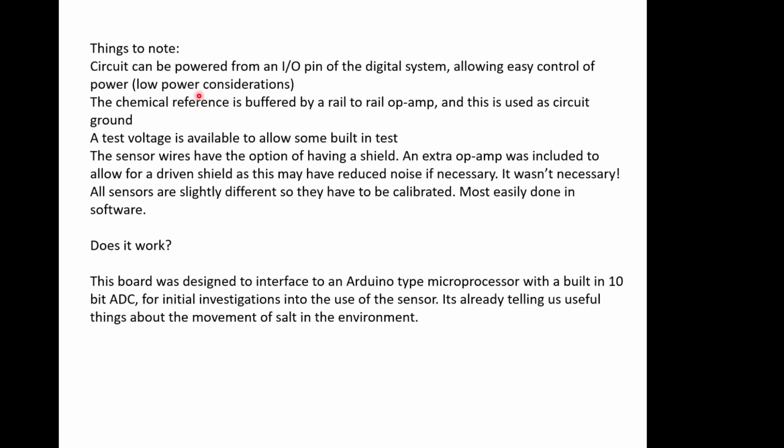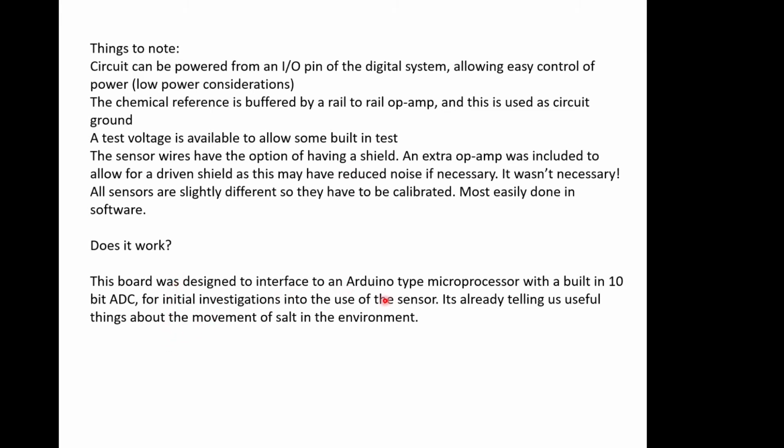And the nice thing about this is it's low enough power to be powered from an I/O pin of a digital system, so we can turn it on and off just by changing the level of an output pin on a microcontroller, which allows it to be very low power when it goes to sleep. Some other stuff there, built-in test. We don't talk about the shielding at the moment. And the board worked fine.